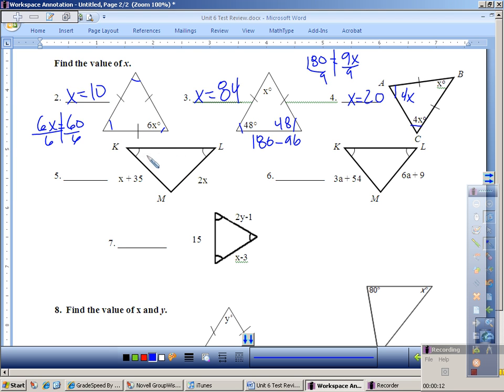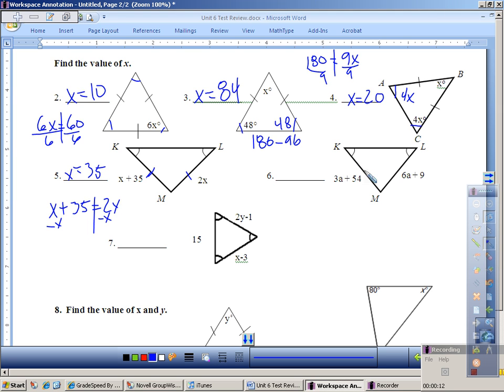This one tells me that the base angles are congruent, so I know it is isosceles and that these are the congruent legs. To solve for the unknown quantity, I simply set up an equation, x plus 35 equals 2x. Subtract from both sides, and I get x is 35.